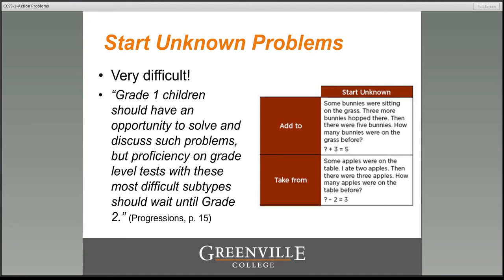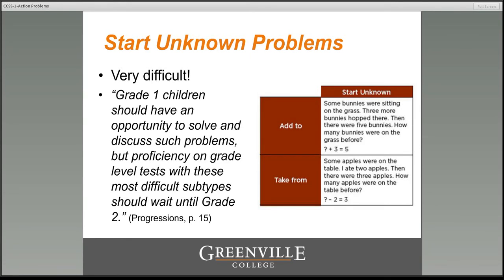So in the example here, look at the take from problem. Some apples were on the table. I ate 2 apples and then there were 3 apples. How many apples were on the table before? In this case, the answer is 5. And I wouldn't have too much trouble with that if I was so familiar with 5 that I just knew 2 and 3 are 5. If I have 2 eaten and 3 left over, then that would make 5.